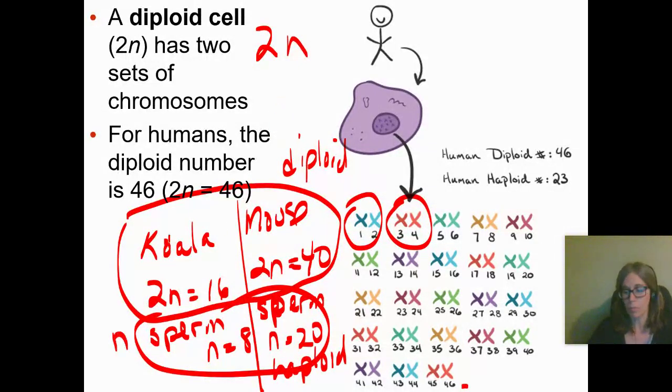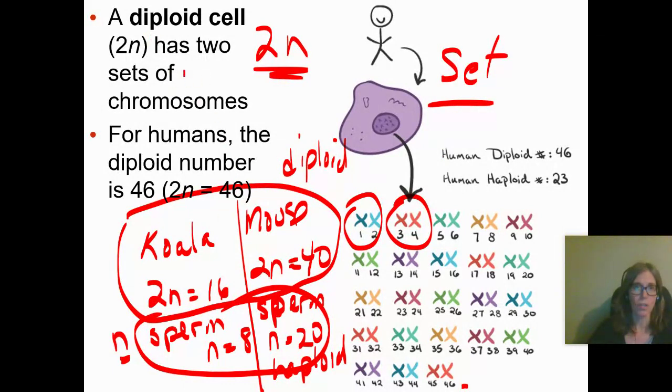So we're still looking at the numbers 2N versus N, right? But it's the number of chromosomes that change. The number of sets really isn't changing. 2 sets versus 1 set. So N, the ploidy, is really the set. How many sets do you have? You have 1 full set from mom, a set of 23 if you're human, N equals 23, and 1 full set from dad.